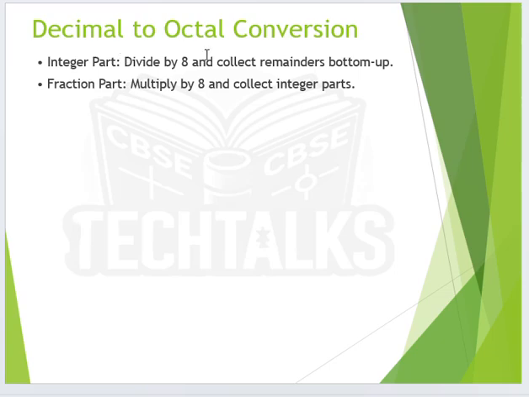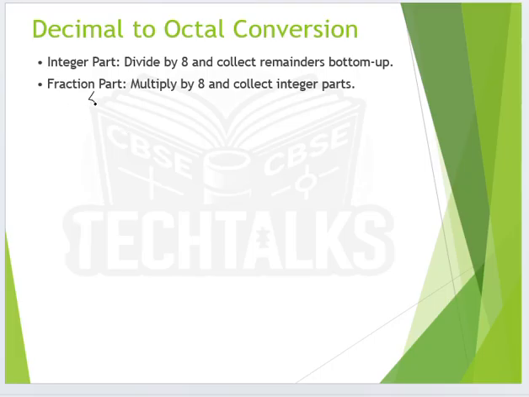Now the next one is decimal to octal. As the name indicates, you have to divide by 8. So the integer part needs to be divided by 8 and collect remainders top up, and the fractional part multiply by 8 and collect the integer part. The way we have done for decimal to binary, the same way we will be going from decimal to octal. Let's take an example.